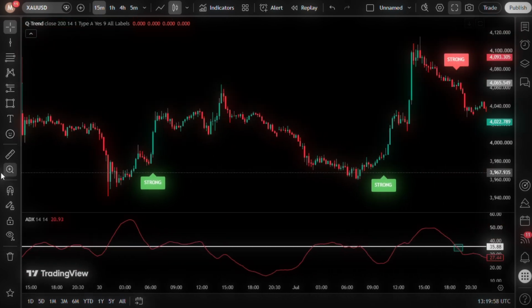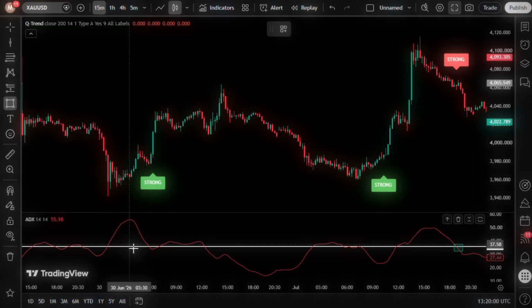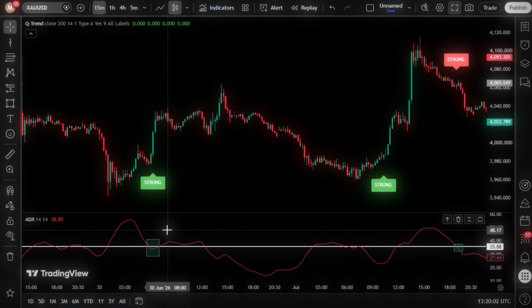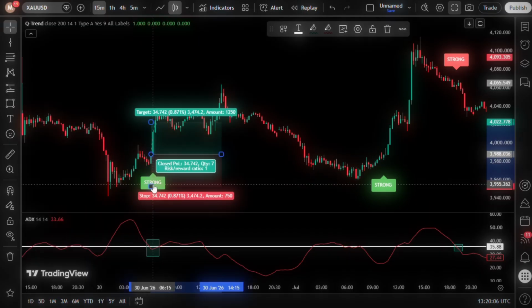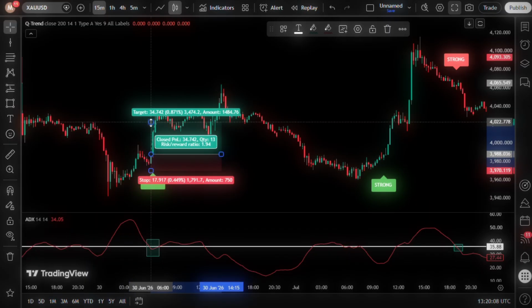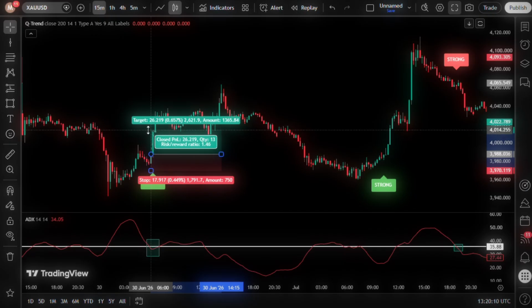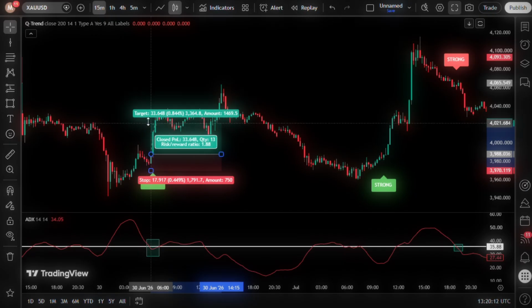And here, a strong green signal is printed. We check the ADX line. It is below 35. So we enter a buy immediately. Our stop loss goes just below the last swing low, and our take profit is 1.5 times our stop loss. And here, our take profit hits again.